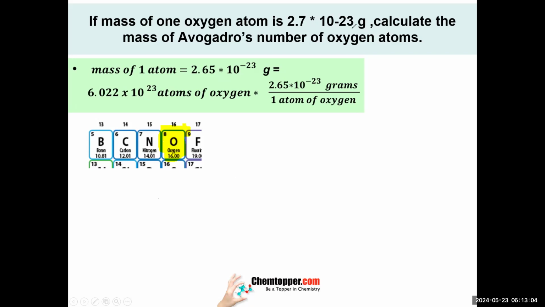Check this question. The mass is given. They're asking you to calculate the oxygen atoms. So you start with what is given. What is given? This is given. Start with that. 2.7 times 10 raised to the power minus 23 grams. Plug in the ratio. Akash, is this the answer? Which ratio are you going to plug in? They're asking the number of atoms. So you know that Avogadro's number is 16.00 grams. So plug in this ratio.